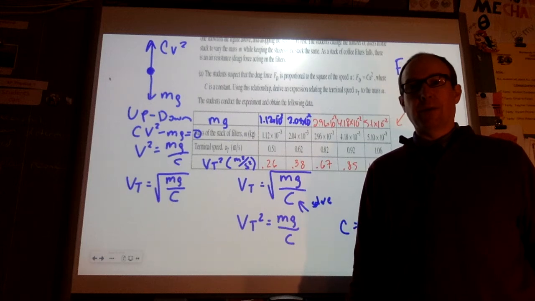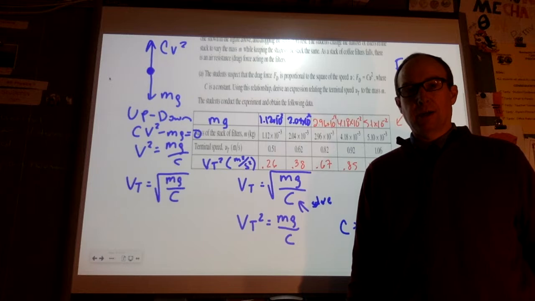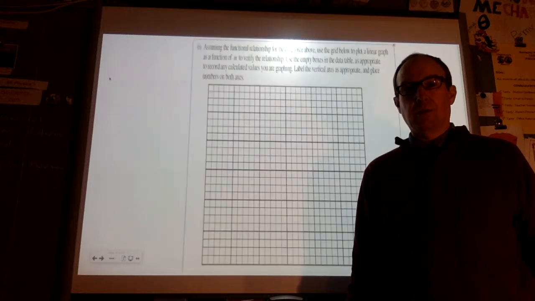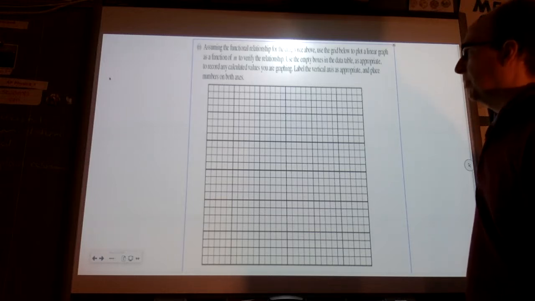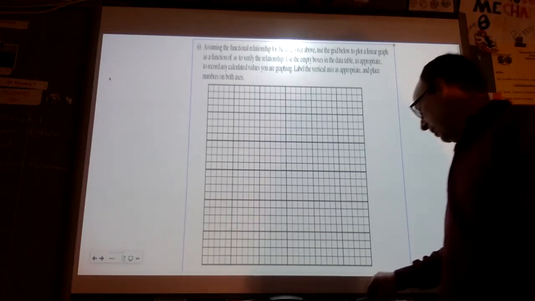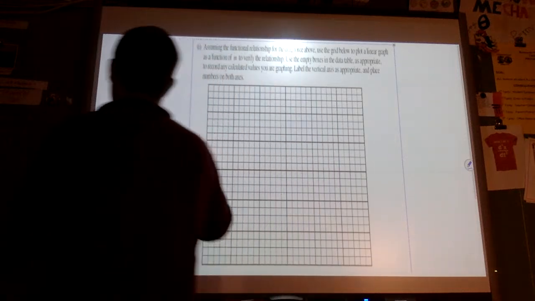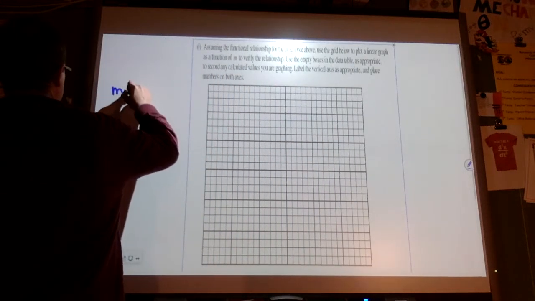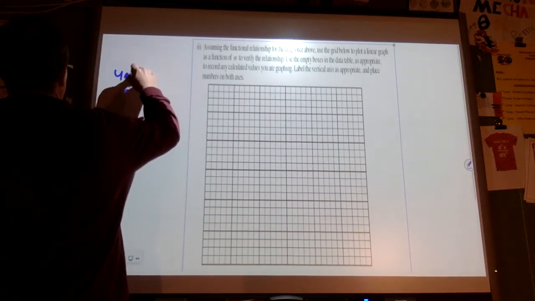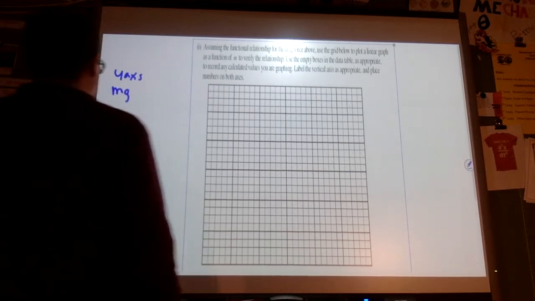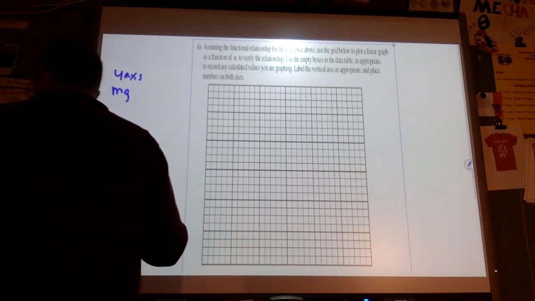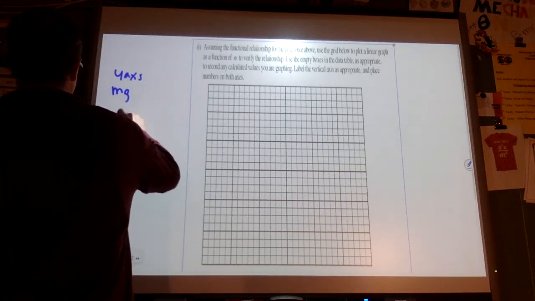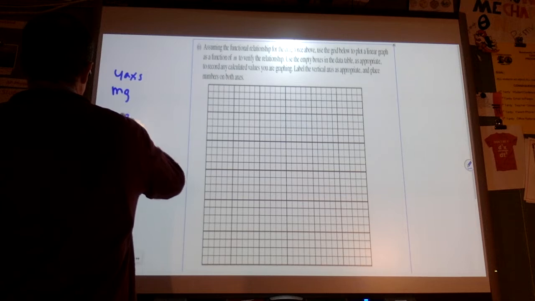Hey guys, welcome back. I'm going to finish up this part of the drag problem and continue on to our other ones. So they asked us to graph it, and we want to have a linear graph. And we picked that we were going to have either mg or m on the y-axis, and the x-axis was b squared, t squared.